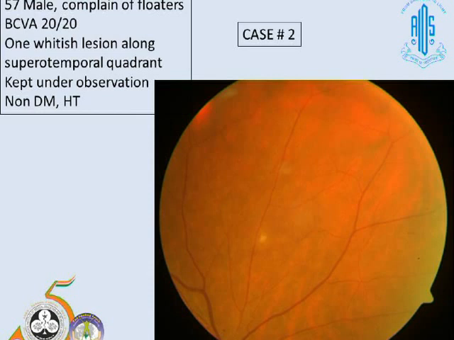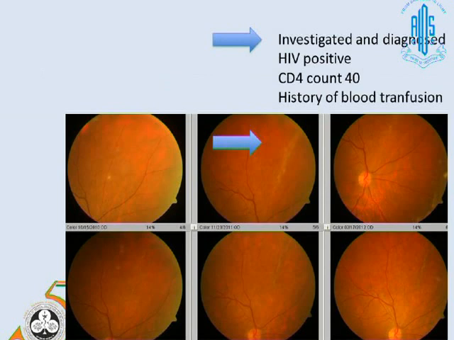But we should have, because the next time he came, this one lesion had become a whole vasculitis. So we missed this patient. We ignored this lesion and did not ask for anything, but he developed this. Now we got the HIV test done. Now we know that something is happening in the periphery, and he turned out to be HIV positive.